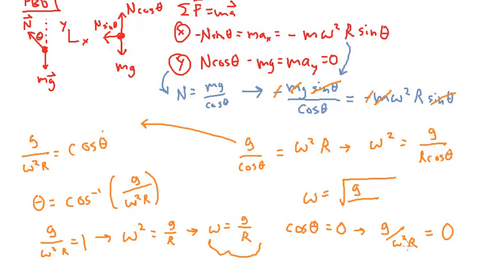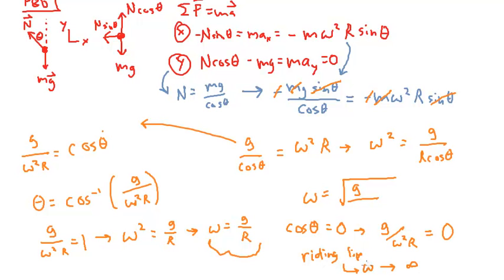What that means for omega is that omega squared equals g over r. So that's one case. Is it the maximum or the minimum? Not sure yet, and we will find out in just a moment. So this is one of our extreme cases.